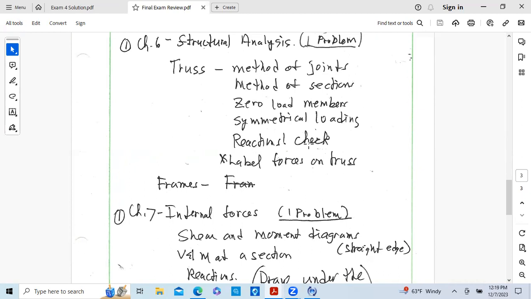Again, check your reactions. If your reactions are wrong, the solution to the truss is going to be wrong. Know how to identify zero load members. It could come in handy. Understand what symmetrical loading is and how to identify it. It simplifies a solution greatly. If it's symmetrical loading, we know we can just add the loads together, total. The reactions divide by 2, you get the reactions. Okay, so total load divided by 2.